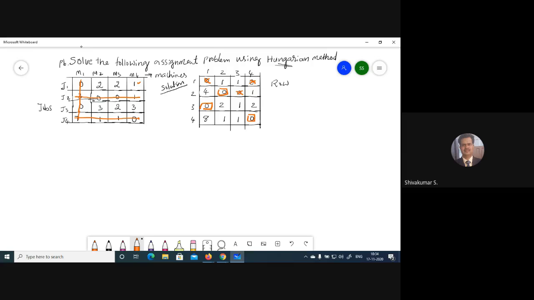Now check the assignment. 1 has no assignment done, 2 to 2 done, 3 to 1 done, 4 to 4 done. So there is no assignment done for the first row. Now what you have to do is repeat the same procedure, drawing lines once again. I'm going to remove all these zeros marks, because to draw lines I need a clean table.